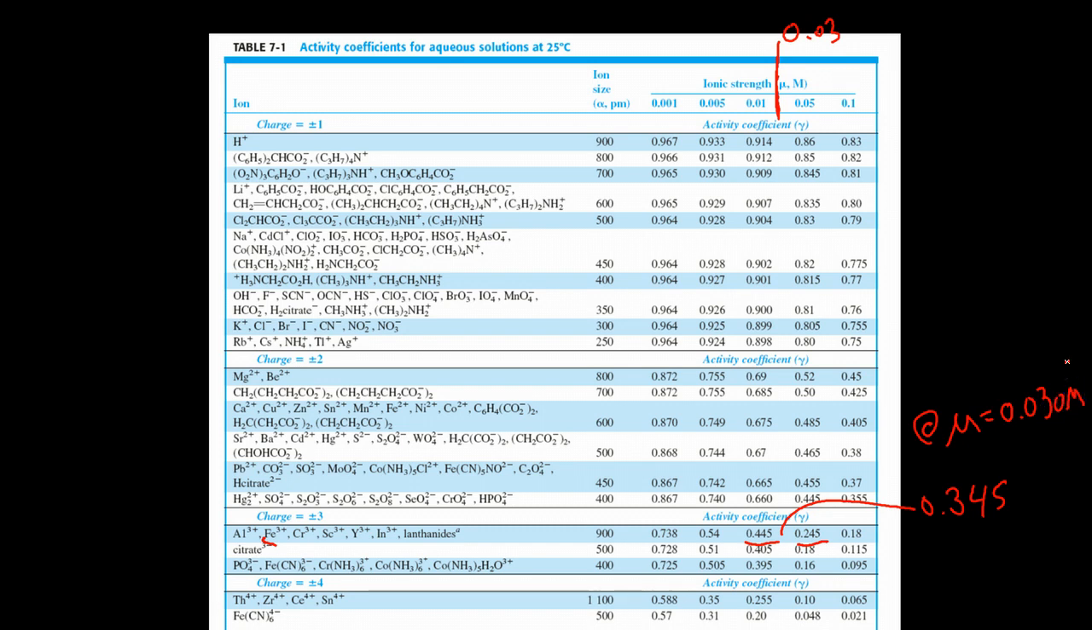That's just a quick shortcut. Either way, if I ask you this question on a quiz, homework assignment, or exam, you can use either this method or the Debye-Huckel method. This may be a little quicker for you, particularly if you're doing a number of these calculations in a row. So that's interpolating activity coefficients, and that is chapter 7.2 in your textbook.